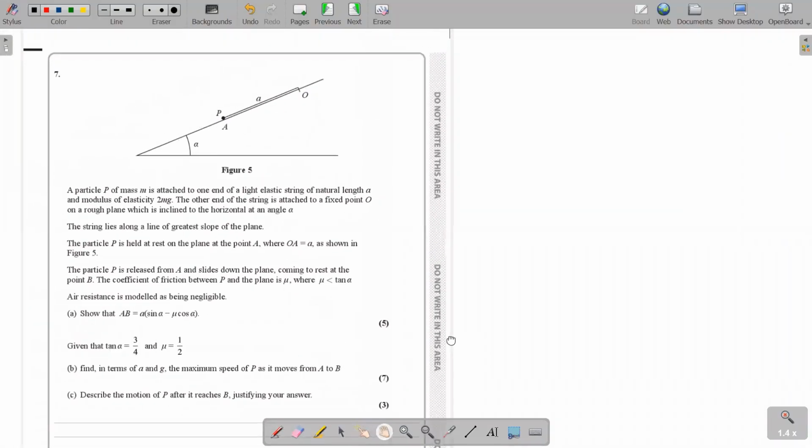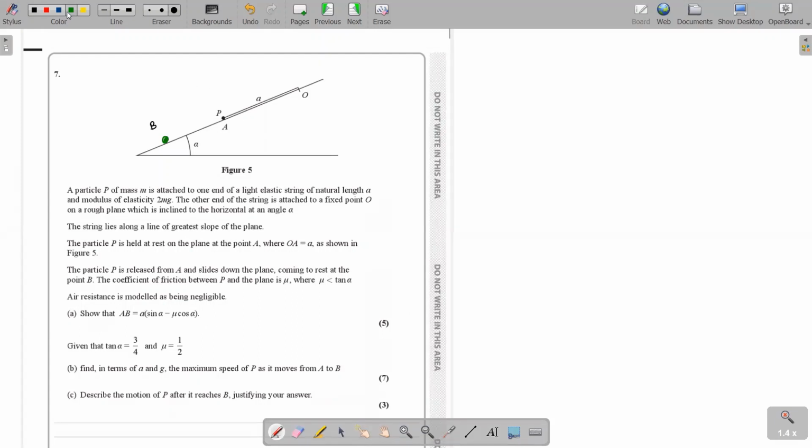Okay, so we need to mark the point B now. They say here the particle P is released from A and slides down the plane, coming to rest at the point B. So I will arbitrarily mark somewhere here point B. So from P to B, the particle slides down and it comes to rest at point B. Air resistance is modeled as being negligible. Show that AB is alpha sine alpha minus mu cos alpha.